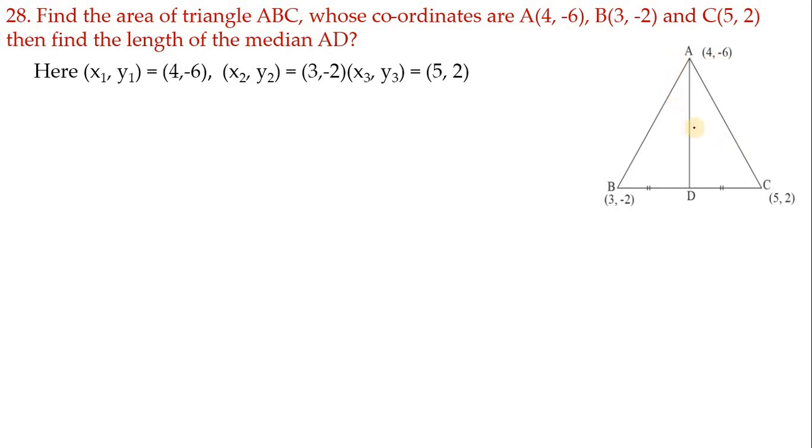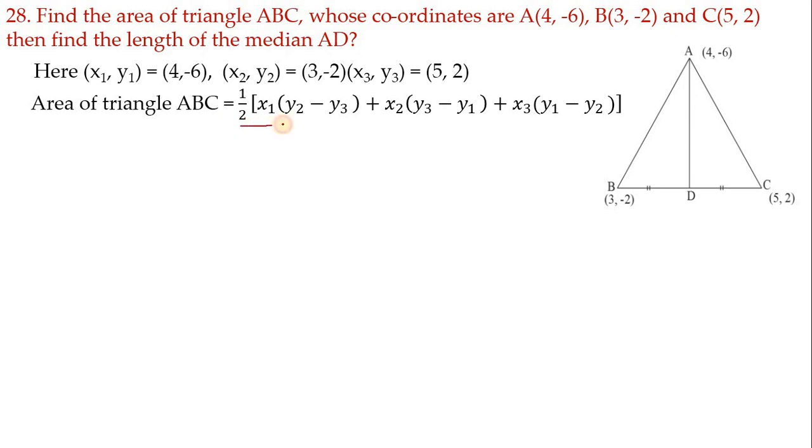Before that, let us find the area of this triangle, children. The formula for the area of a triangle when the coordinates of the vertices are given is half into x1 into (y2 minus y3) plus x2 into (y3 minus y1) plus x3 into (y1 minus y2). Now let us substitute the values.